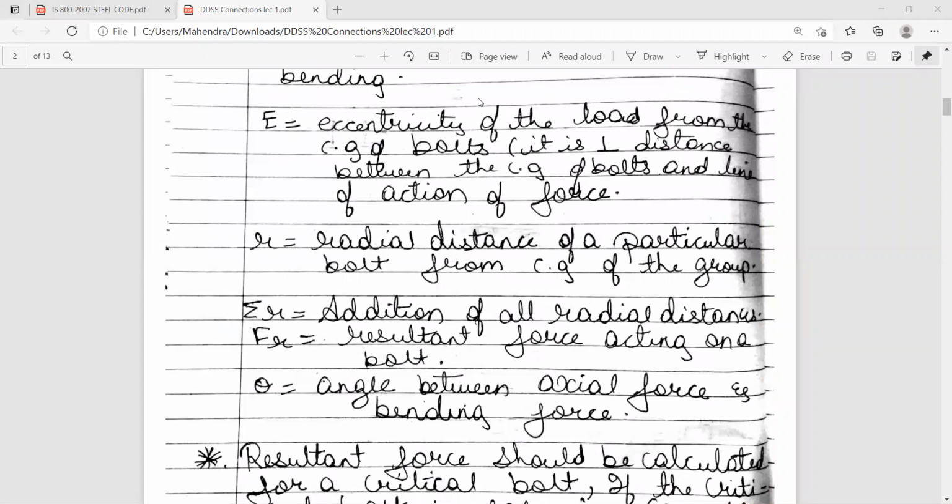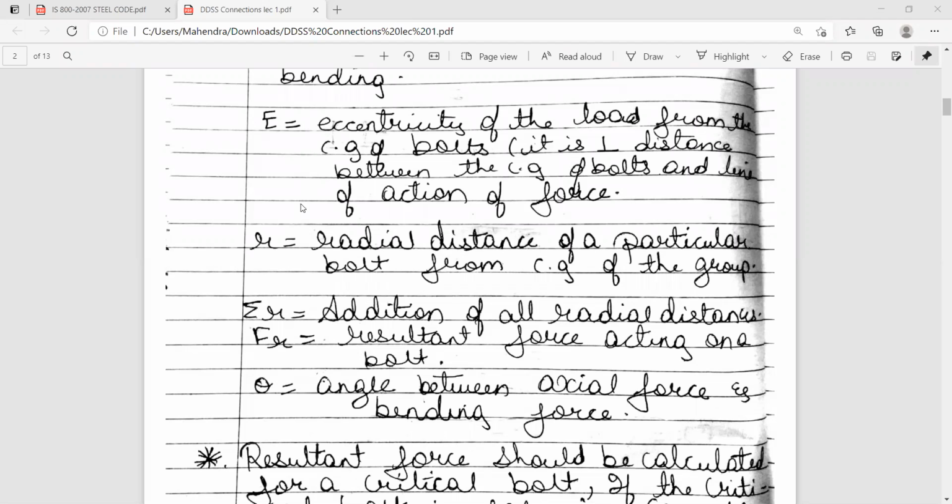Then R is what? The radial distance of the particular bolt from the CG of the group. The radial distance you have to calculate for a particular bolt from the CG, that is the R. Then summation R is the addition of all the radial distances, because we don't know whether all the R will be the same or not. Then FR is nothing but the resultant force acting on one bolt. And theta is the angle between the axial force and the bending moment.